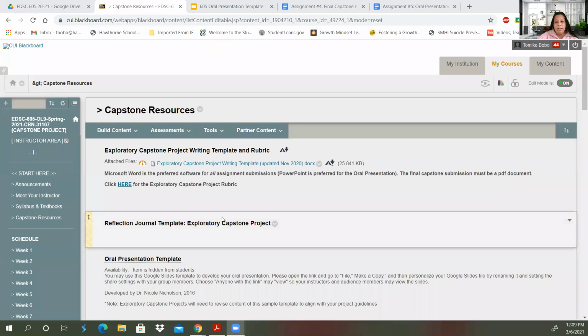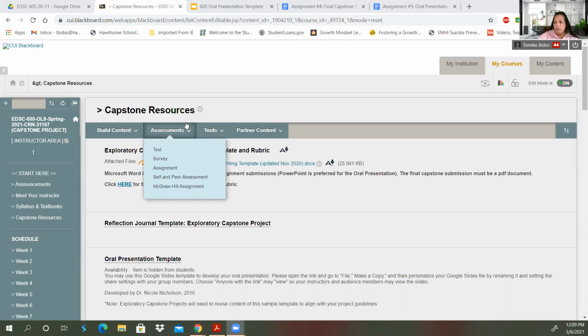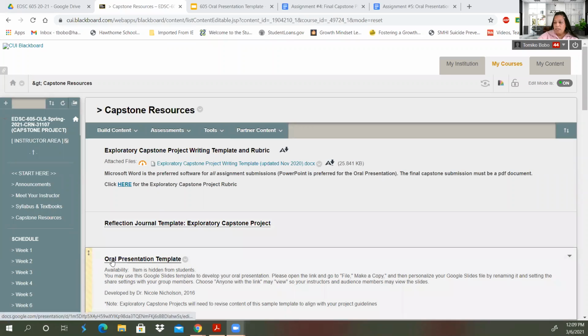This is week 7, and we're going to be going over the assignments that are due for week 7. So the first assignment that you should be working on is your oral presentation. I want to show you where to find the template for the oral presentation. It is under the capstone resources, and under that section, if you go down to number 2, it says oral presentation template, and you will see it there.